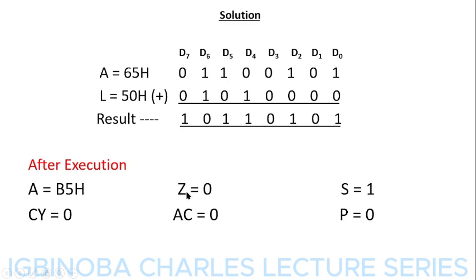The zero flag is equal to 0 because the result of the operation is not equal to 0. Then the sign flag is equal to 1 because the bit D7 of the result is equal to 1. Then the carry flag is equal to 0 because there was no carry after performing the operation. Then the auxiliary carry flag is equal to 0 because there was no carry between D3 and D4. And the parity flag is equal to 0 because the number of ones in the result is odd.